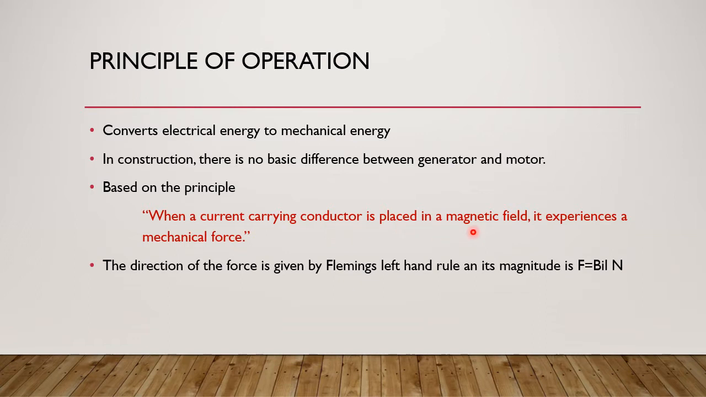The magnetic field is created by the poles. It experiences a mechanical force, a mechanical output. This armature conductor starts rotating. That is the mechanical output of the DC motor. This is the principle. Here the direction of the force is given by Fleming's left hand rule. The magnitude of the force is F = BIL Newton.